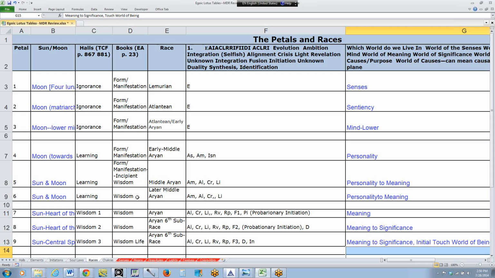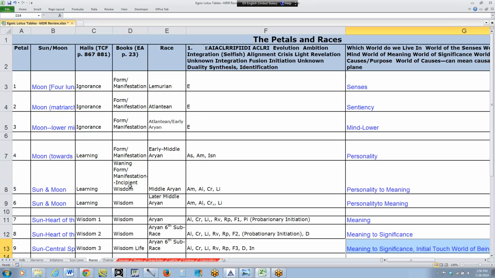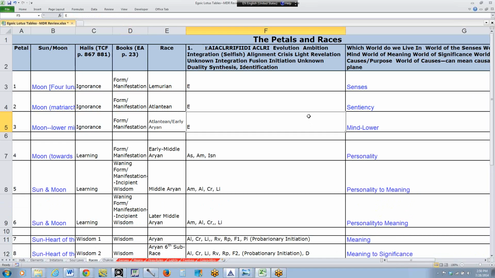And with petal number 6, it's the same when we're talking about the work that's done in petal number 6. Now, form manifestation, I want to call that waning form manifestation. And even here, I think we can look at petal number 6 as sort of a Virgo petal in a way, although there are many other possible signs associated and why. Incipient wisdom.